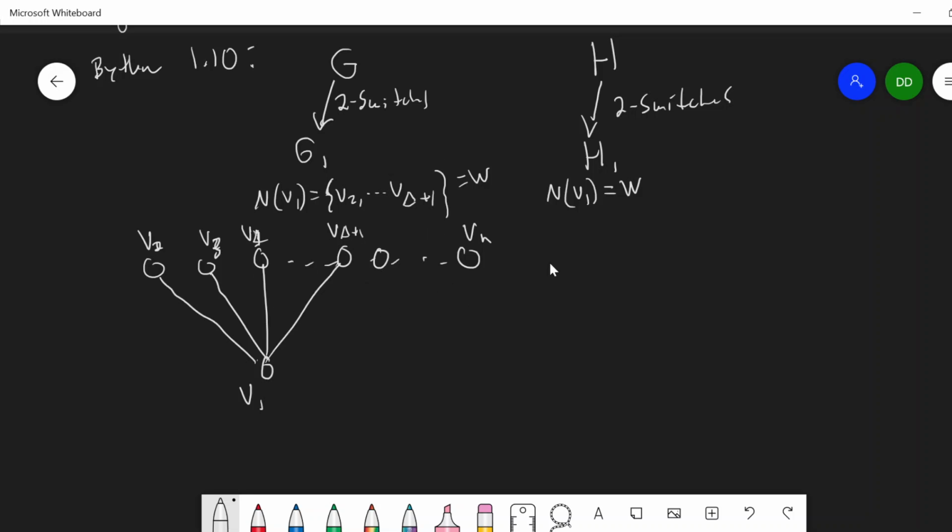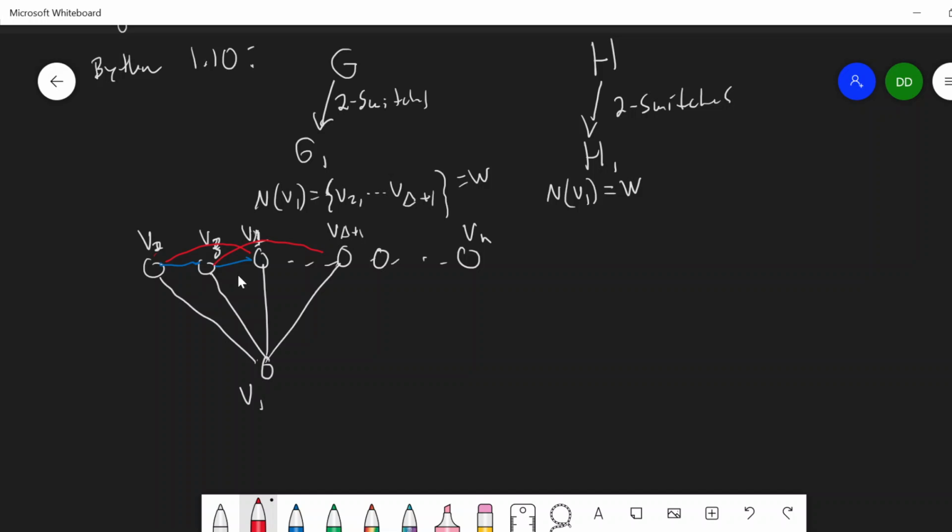So they both have this structure, but maybe in G1 these two are adjacent and these two are adjacent. And in H1, maybe they're not adjacent, but maybe we have v3 and v delta plus 1 adjacent, and this one. So the edges up here can change around. This is why we know G1 and H1 are not necessarily the same graph yet. We would have had to get very lucky for G1 and H1 to be the same graph. It's possible we have different things going on up here.